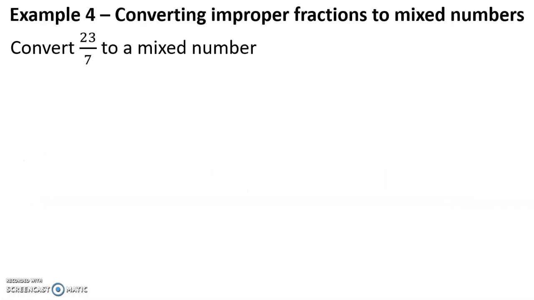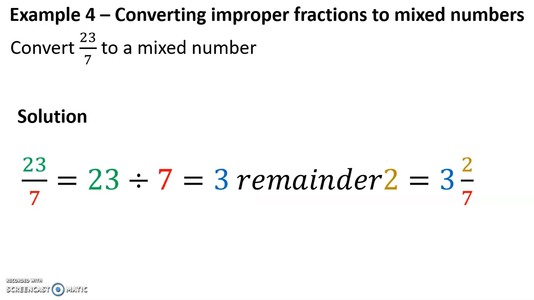So again, I've got 23 over 7, and I want to convert this to a mixed number. Again, what's the process that I'm going to follow? Again, I divide my numerator by my denominator. So 23 divided by 7 is 3, because 3 times 7 is 21. And I've got a remainder of 2. Okay, 3 times 7 is 21, remainder 2.